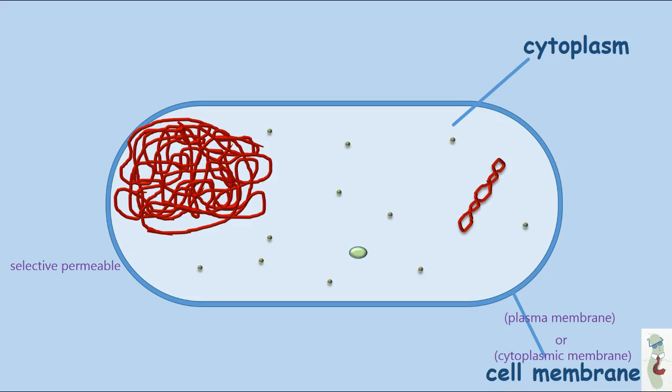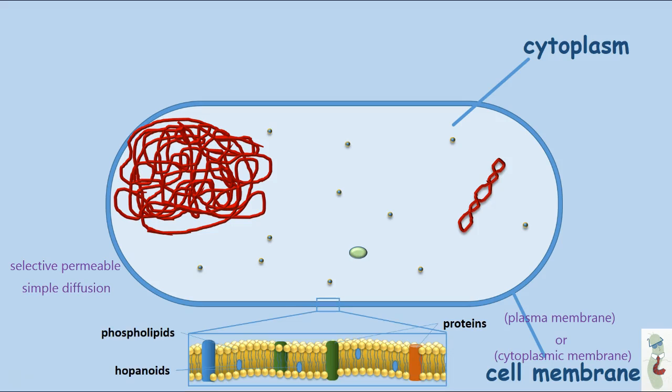The cell is selectively permeable, which means that it allows certain molecules to enter and/or exit the cell through a process known as simple diffusion. The cell membrane is a phospholipid bilayer. It has 2 layers of phospholipids, similar to that of eukaryotic cells, and it also contains proteins. Some of these proteins span the entirety of the membrane, acting as channels or carrier proteins to help large polar molecules move across the membrane. This is an example of facilitated diffusion.